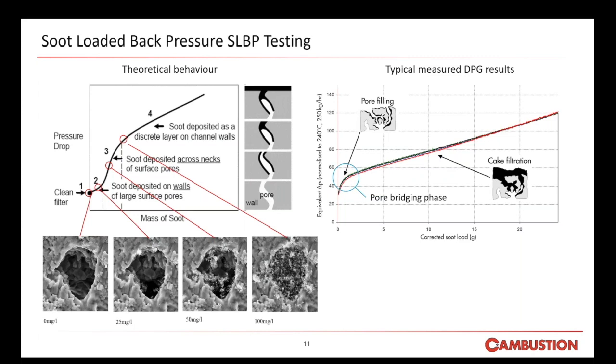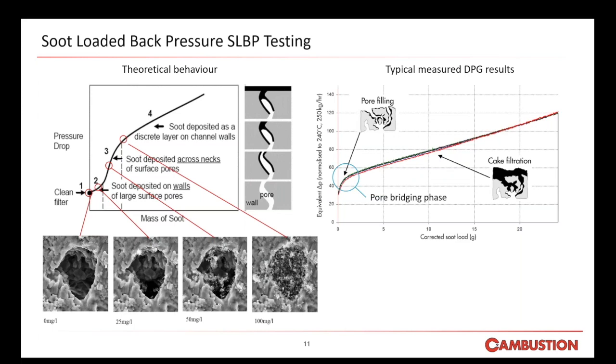The soot-loaded backpressure characteristic is used for estimation of soot mass on the filter in service, given a known flow. The pore bridging phase pressure rise is a strong function of the coating process and substrate pore size distribution. This should be monitored in quality control manufacturing.